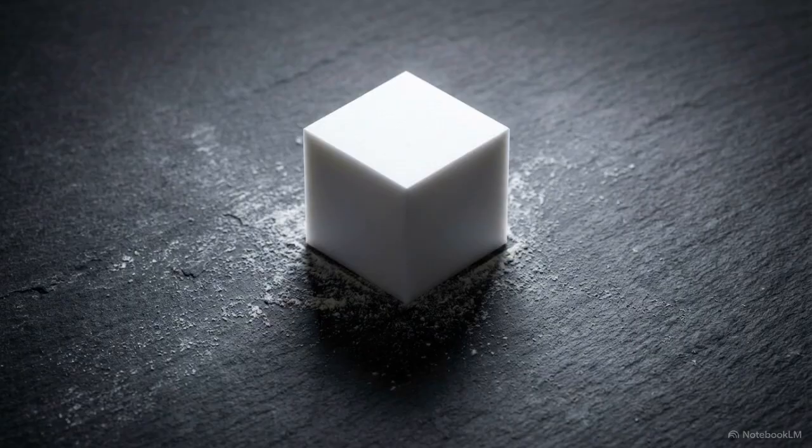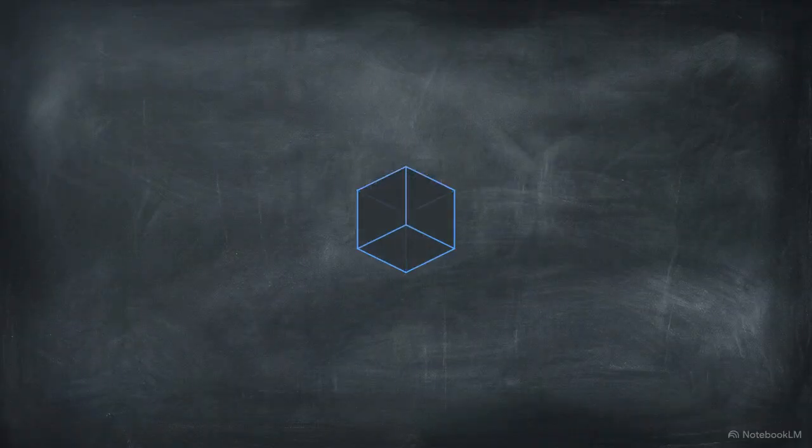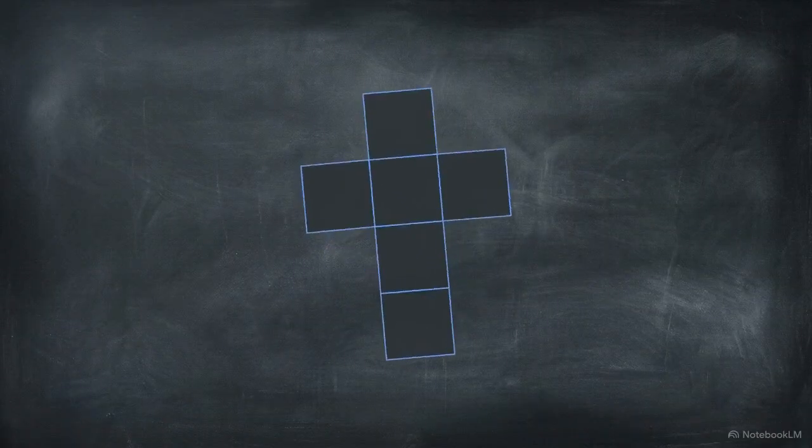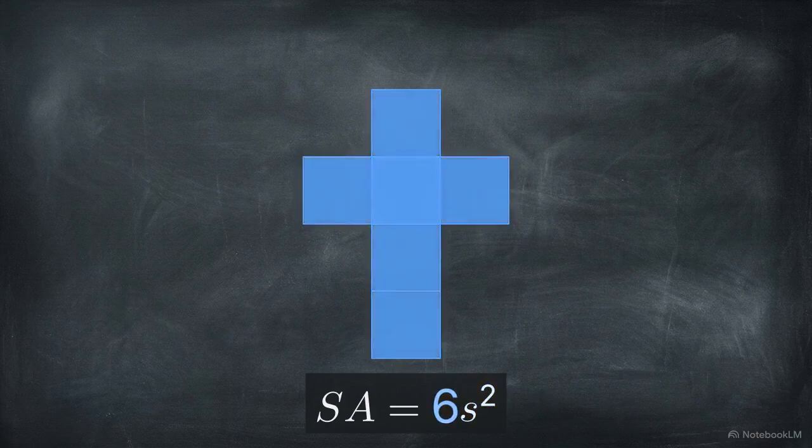The cube is the simplest starting point. Because of its perfect symmetry, every edge is identical, and every face is an equilateral square. A cube's net consists of 6 identical squares. To find the total area, you calculate the area of one square, side squared, and multiply that result by 6.